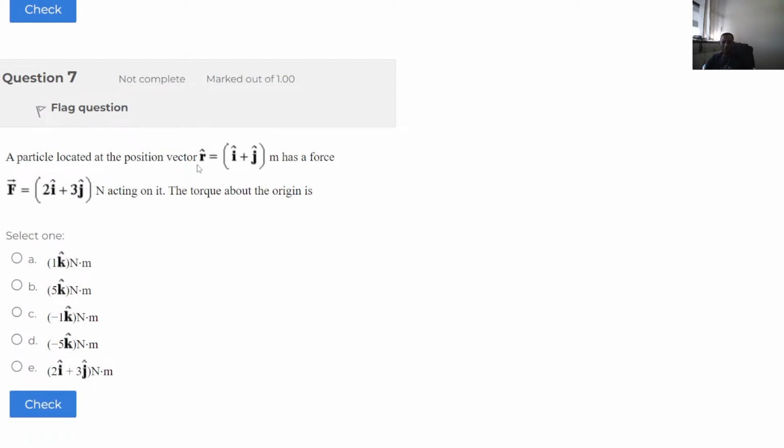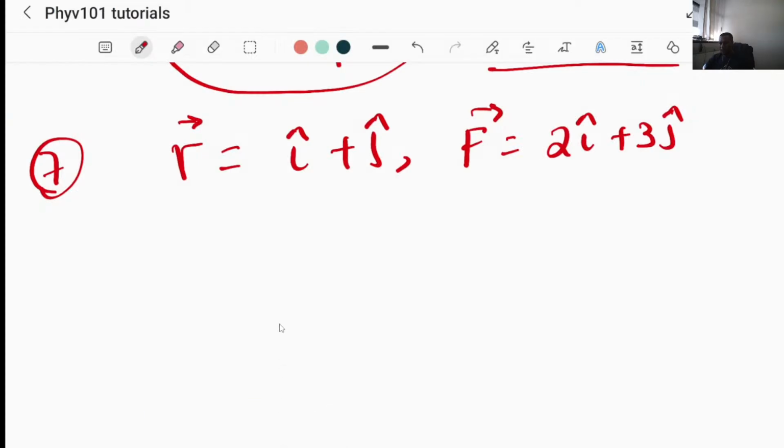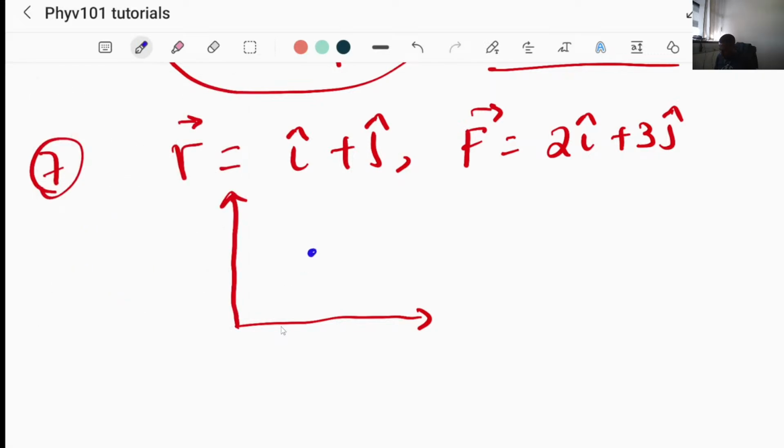You see, the torque about the origin is kind of confusing. What does it mean, the torque about the origin? Let me now bring my tablet. This is what it means. If you think of this as an xy coordinate, a two-dimensional system, and the position of the particle is about there in xy coordinate, this is a position vector r, with x equal to 1 and y also 1, because it's 1i plus 1j.